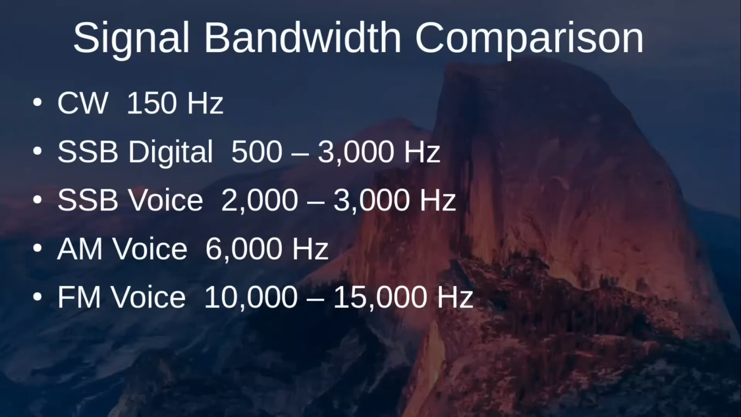And then, of course, if we go to AM, as we know, it's composed of the two sideband carriers, lower and upper. So you're going to double the single sideband voice bandwidth from 2 to 3,000 to around 6,000 hertz. And FM voice, for our concerns today, is the largest modulated signal that we're going to learn about, and it's from 10,000 to 15,000 hertz, or 10 to 15 kilohertz.